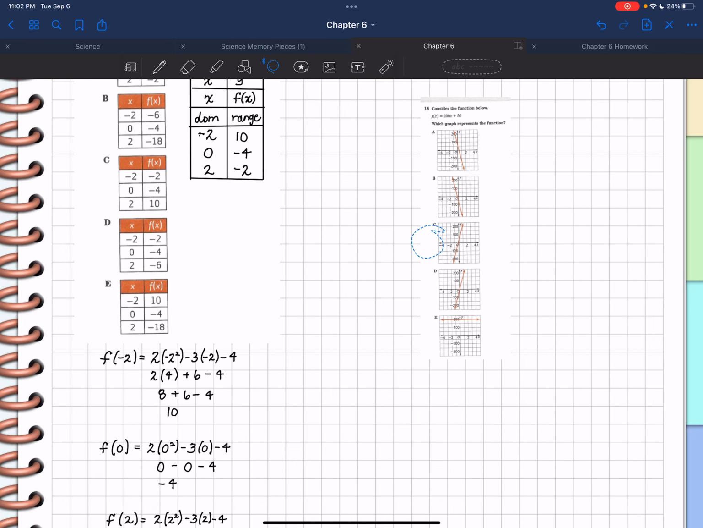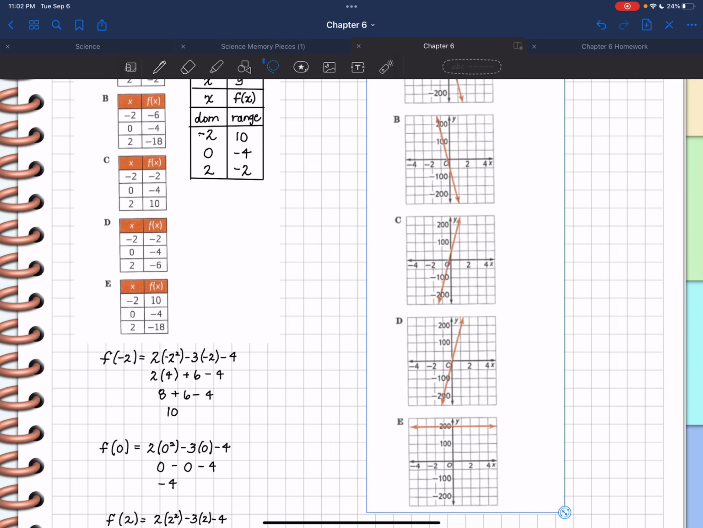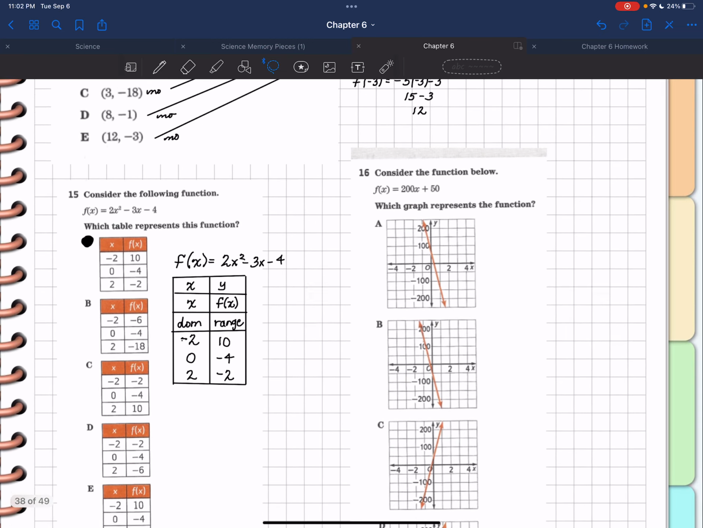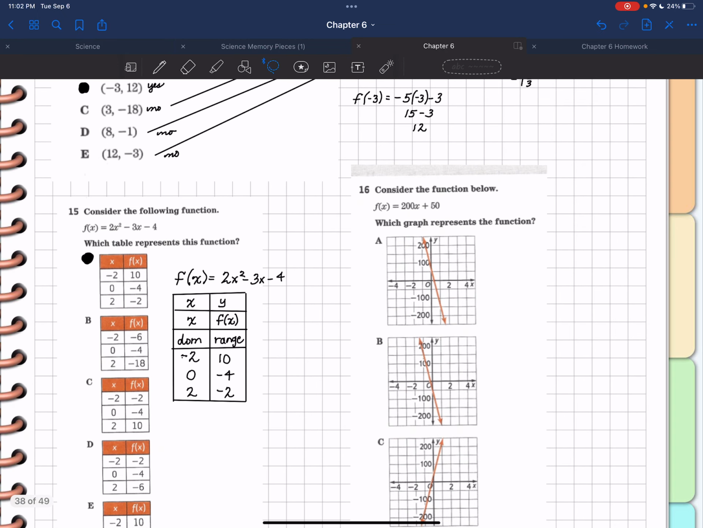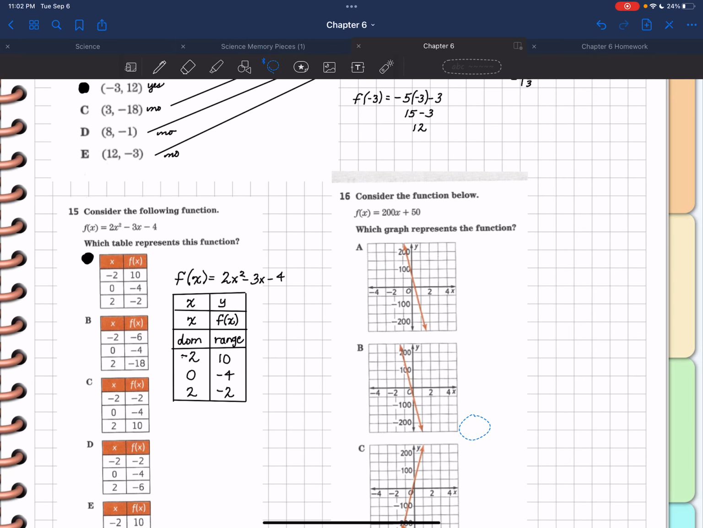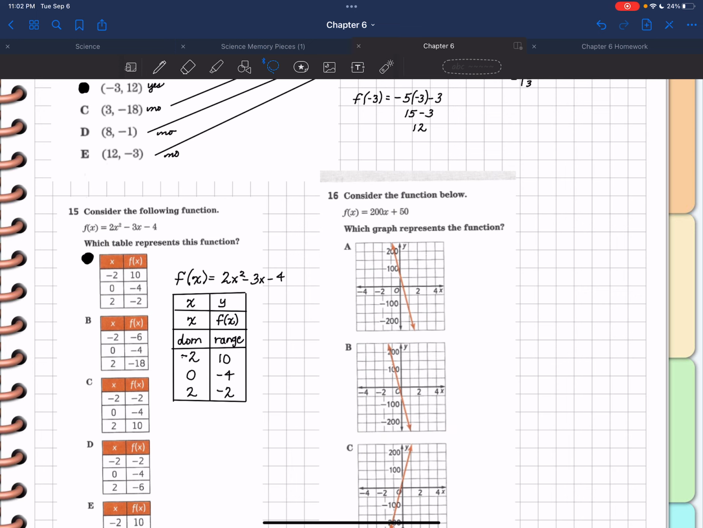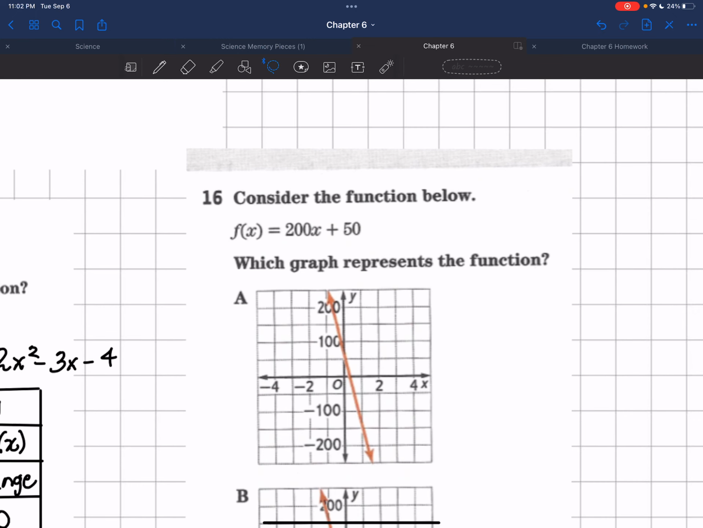All right, and I know that's very small, so if you're looking at the book, you can see this in your book. But for those of you who may not have the book, it says to consider the function below. F of x equals 200x plus 50. Now, this is my kind of function. It's linear, so if I see a parabola, I would know that's not it.